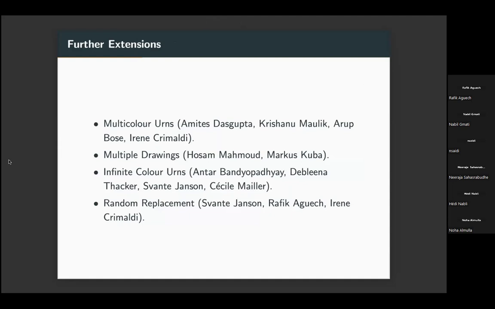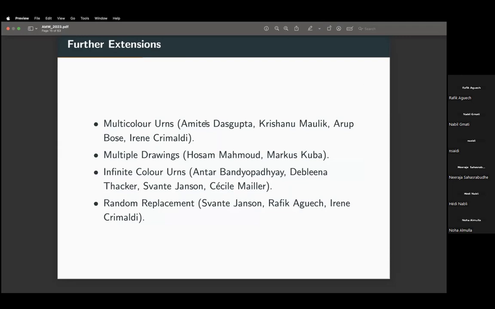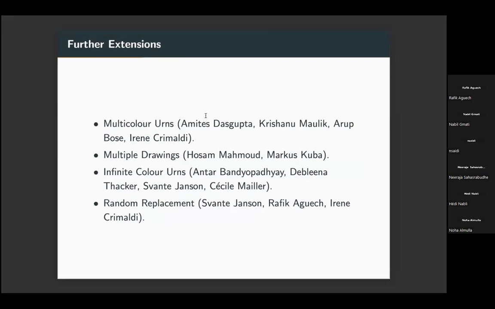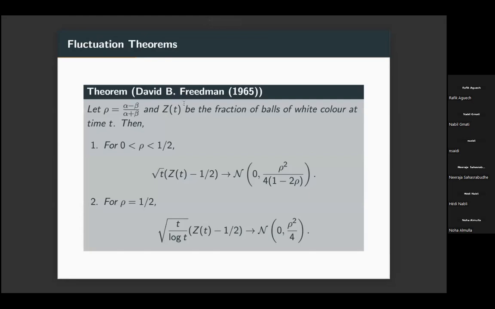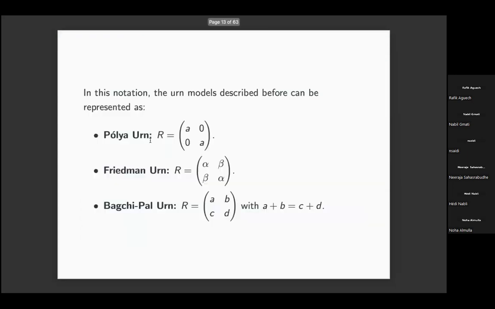So one of the extensions is in the direction of multicolor urns. So I spoke about, yes. What is the condition on the positivity of rho? Yeah, you need alpha... Well, yes, that is something. You suppose that alpha is larger than beta, yes. Okay, you can assume it. Is rho the ratio between the two eigenvalues of the replacement matrix R? Yeah, if you look at the eigenvalues of this, it is going to be alpha minus beta and alpha plus beta.